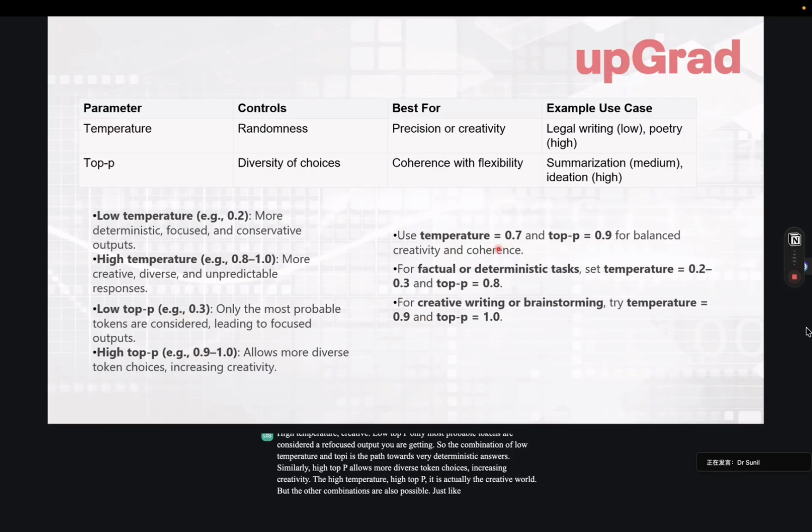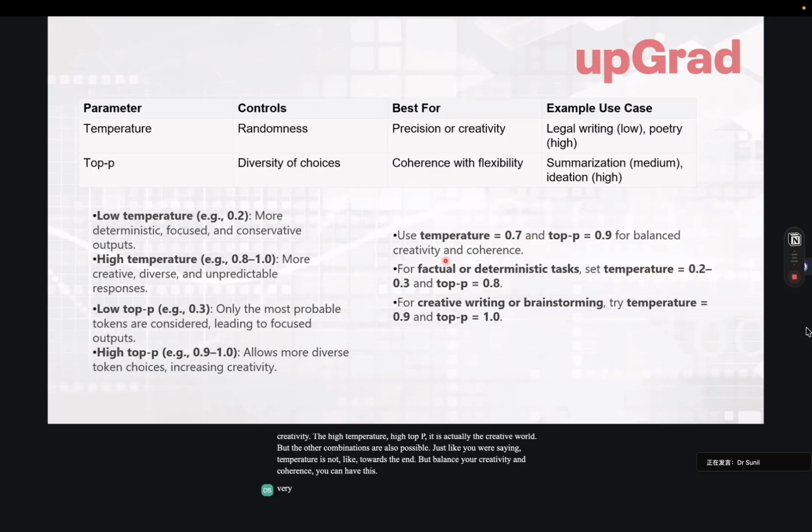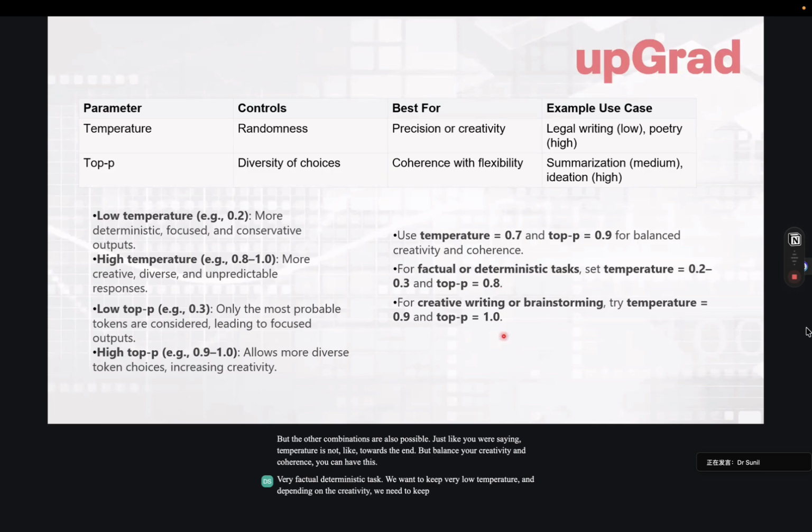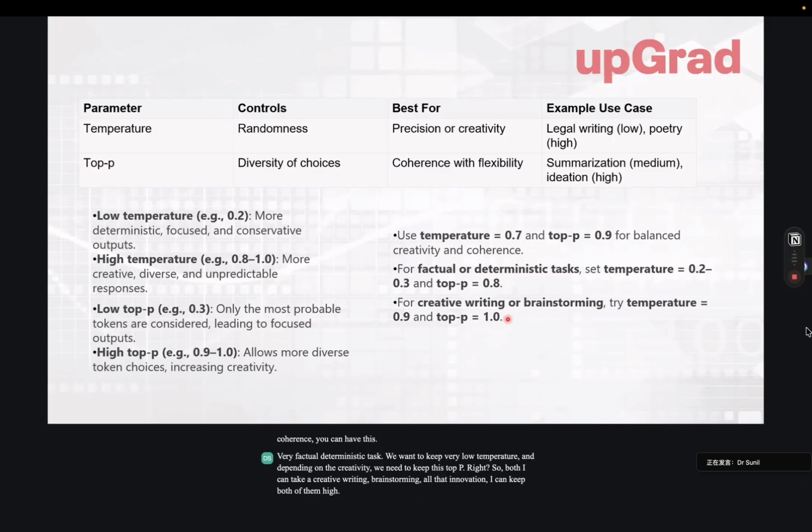Just like you are seeing, it is not like only the extremes, you can have balanced creativity and coherence too. For a very factual, deterministic task, we want to keep a very low temperature, and depending on the creativity, we need to set top P. For creative writing, brainstorming, all that innovation, I can keep both of them high. So that's the idea, at least to summarize. With top P, you are trying to control the availability of tokens, whereas with temperature, we are trying to control the randomness. So let me take a pause.